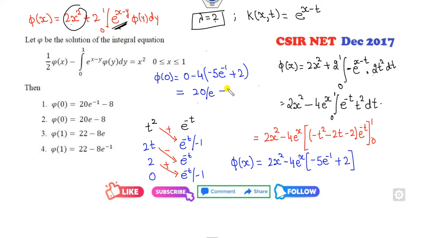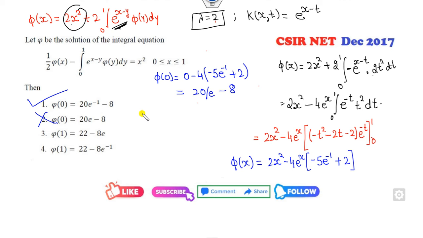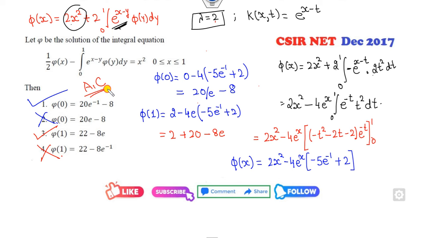This is the A, which is my right answer. B is cancelled. Now look at this third and fourth option, phi of 1. So that will be 2 minus 4 e minus 5 e raised to power minus 1 plus 2. So if I open this bracket, minus minus plus 20 minus 8 of e. So 22 minus 8 e. C is the right answer. A and C are the correct answers.